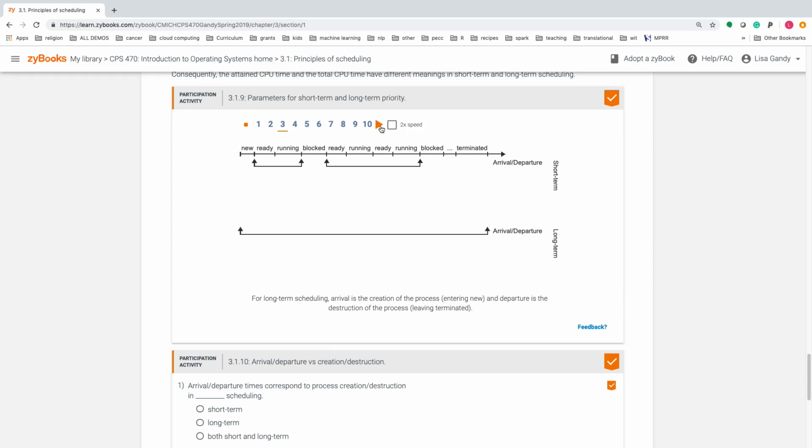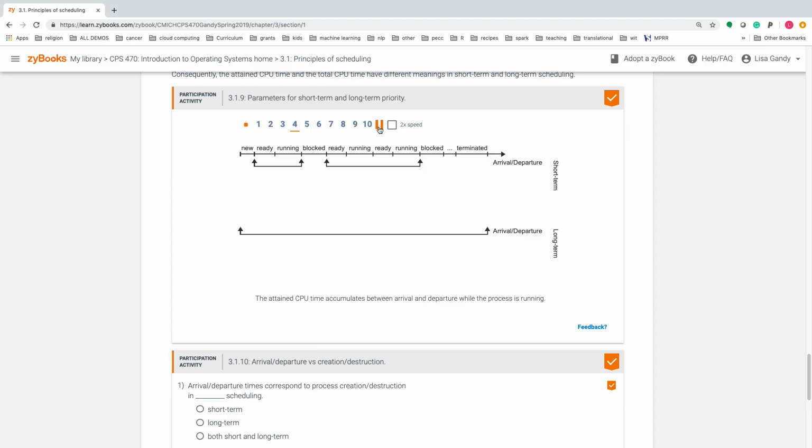Okay, so in short-term scheduling, the arrival and departure means the last time you came onto the ready list and the last time you left the ready list. So it's short, and you can have several of them. It's going to be changing. With long-term scheduling, it's not going to change. It's like you came and then you left. That one kind of thing.